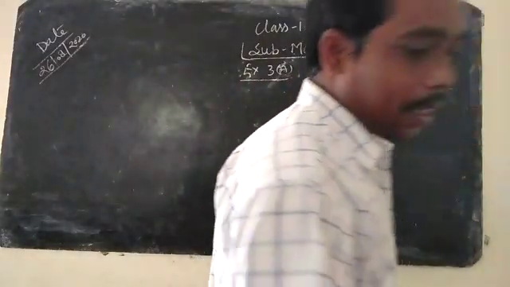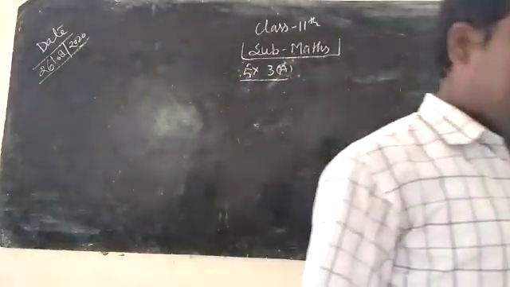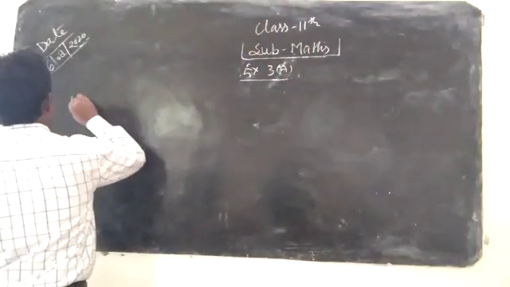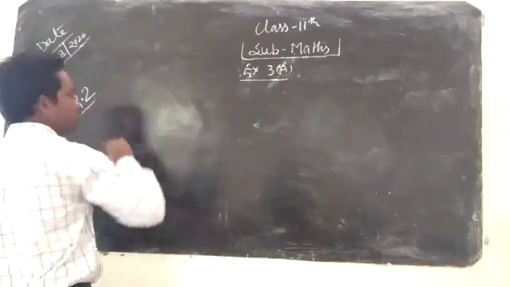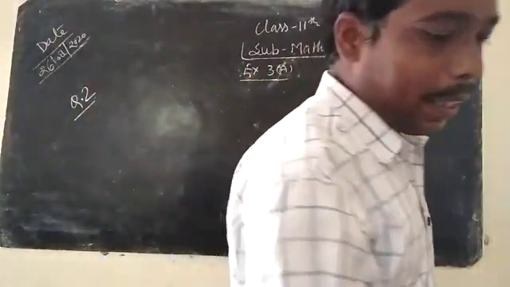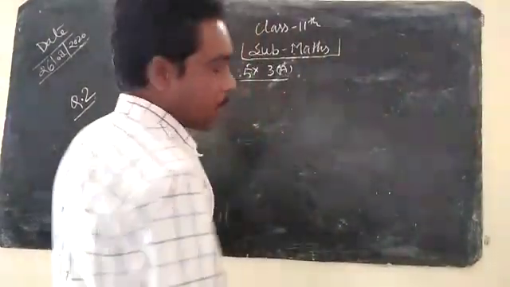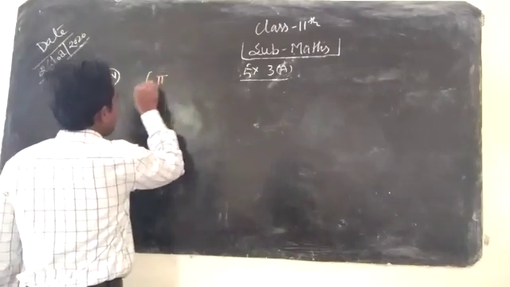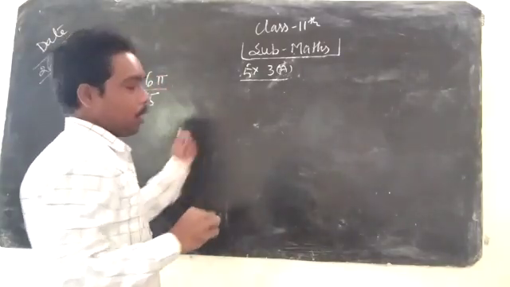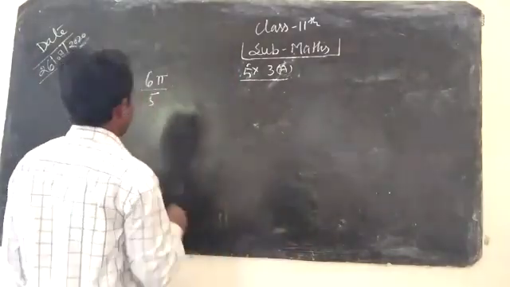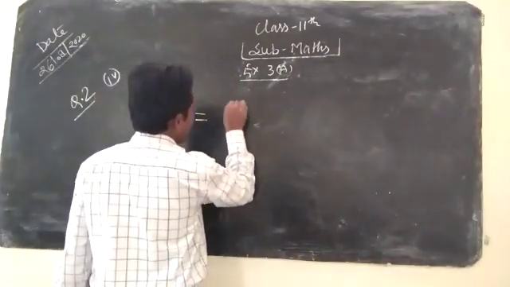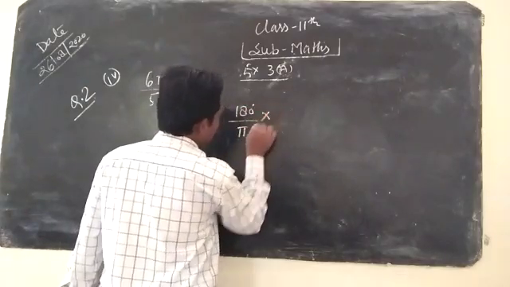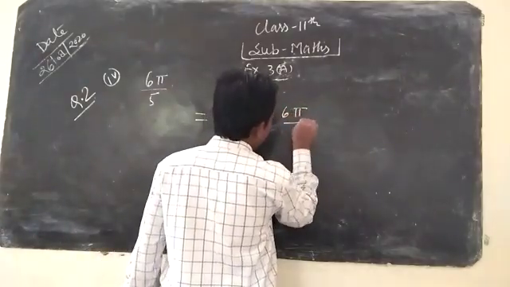Now the second question is change the following angle in degree form. We see question second, fourth. We have to change 6 pi by 5 into degree. We get 180 divided by pi multiply with 6 pi divided by 5.